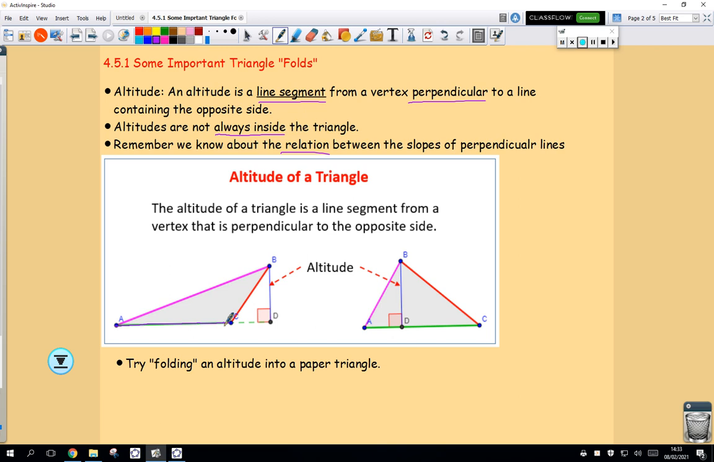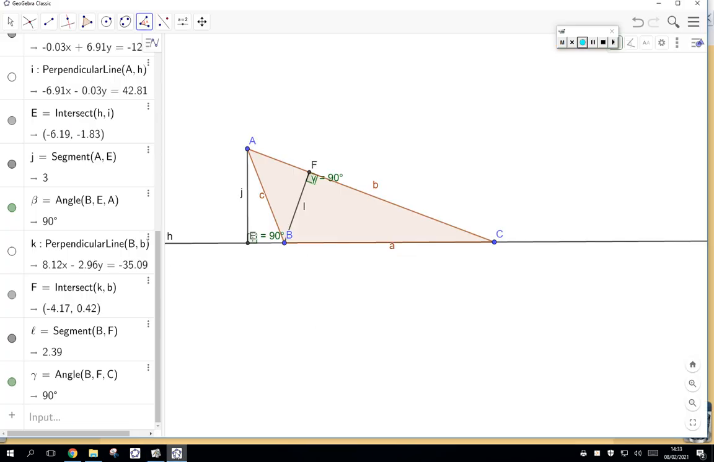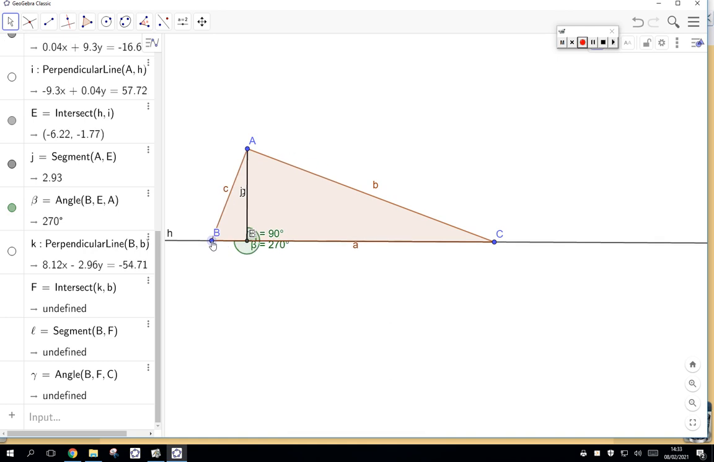Altitudes are not always inside the triangle. Here's an altitude here from A to E that is clearly not inside this triangle ABC. They can be outside the triangle. When are they outside? Well, they're outside if the triangle is obtuse. We can get one outside. If the triangle is acute, meaning all acute angles, then we won't get one outside. They'll all be contained inside.